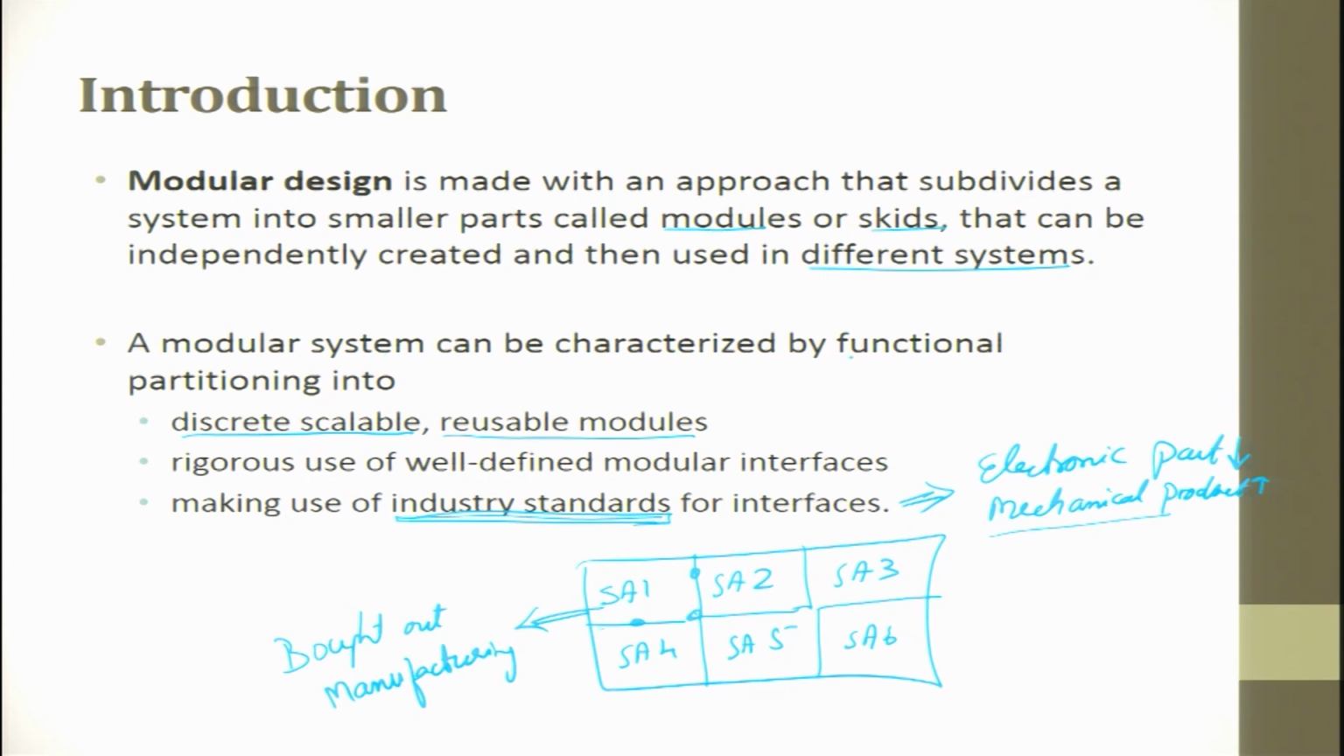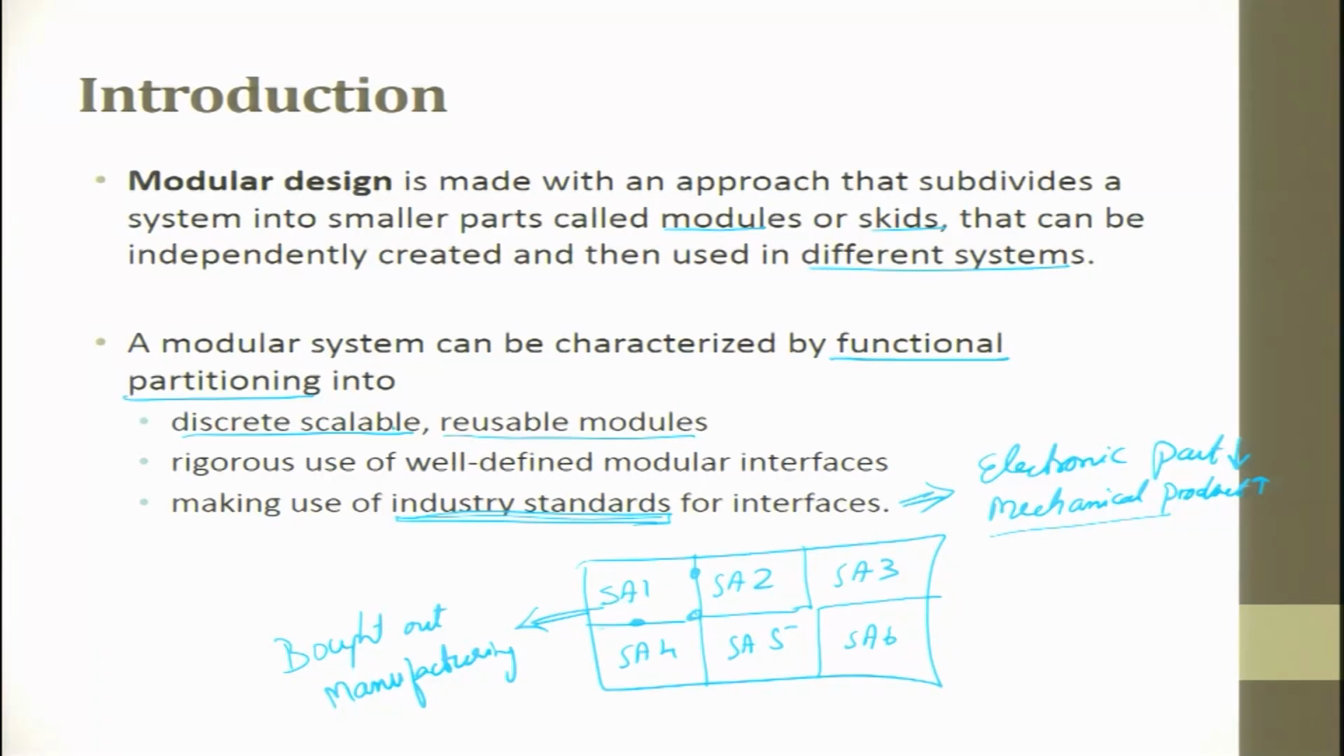A modularity system can be characterized by functional partitioning. So you divide it based on function and not on shape and size. For example, the battery gives electrical support to the whole system. So, discrete, scalable, reusable modules, and rigorous use of well-defined modular interfaces, making use of industrial standards for interfaces.